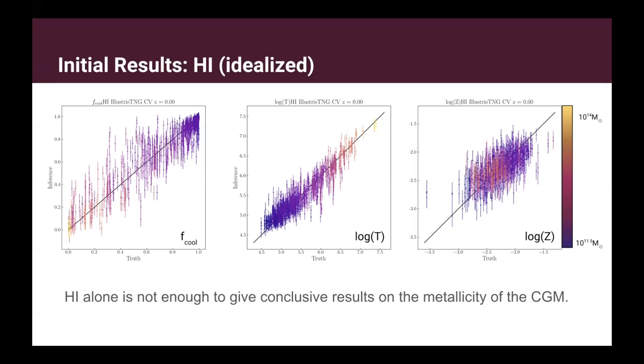So H1 alone is not enough to give any conclusive results on the metallicity of the CGM. And our hope with combining not just X-ray, but different lines, is that maybe one combination of these lines will be able to constrain really well any of these 6 properties.